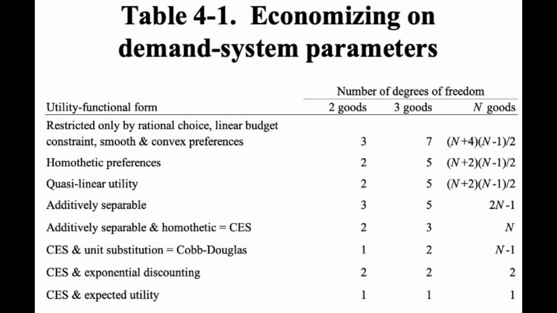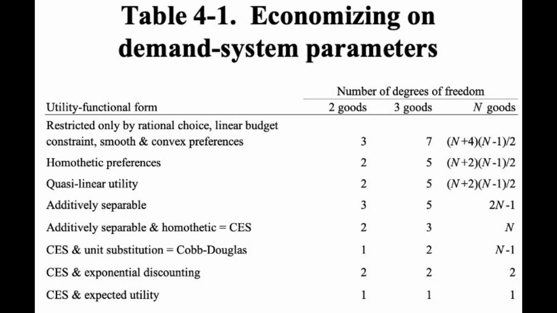Let's begin with homothetic preferences. They have the property that all income elasticities of demand are equal to 1. This means that as income changes, the proportion of income spent on each good remains constant. The assumption significantly reduces the number of demand system parameters.